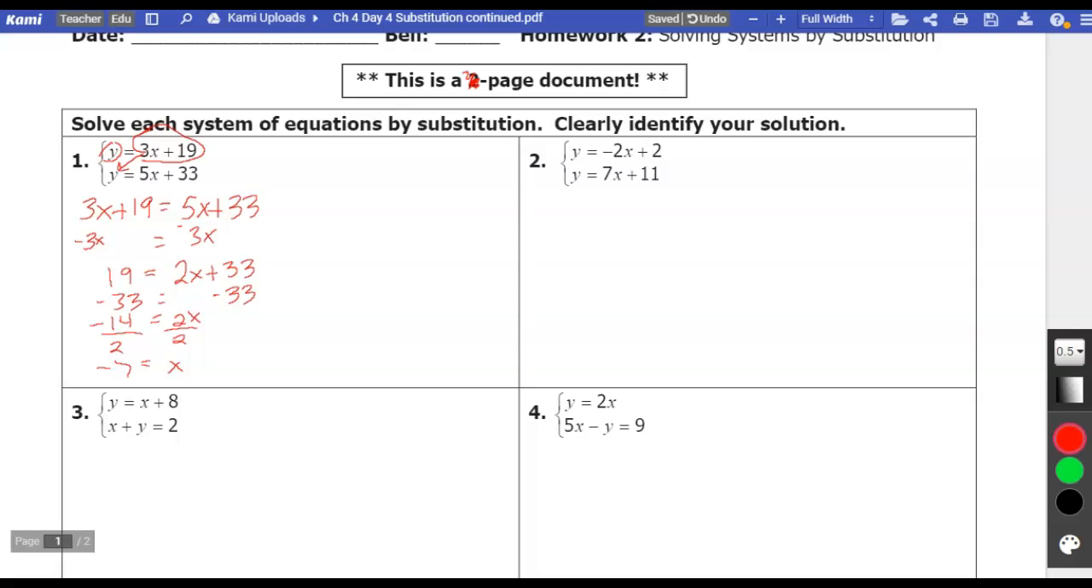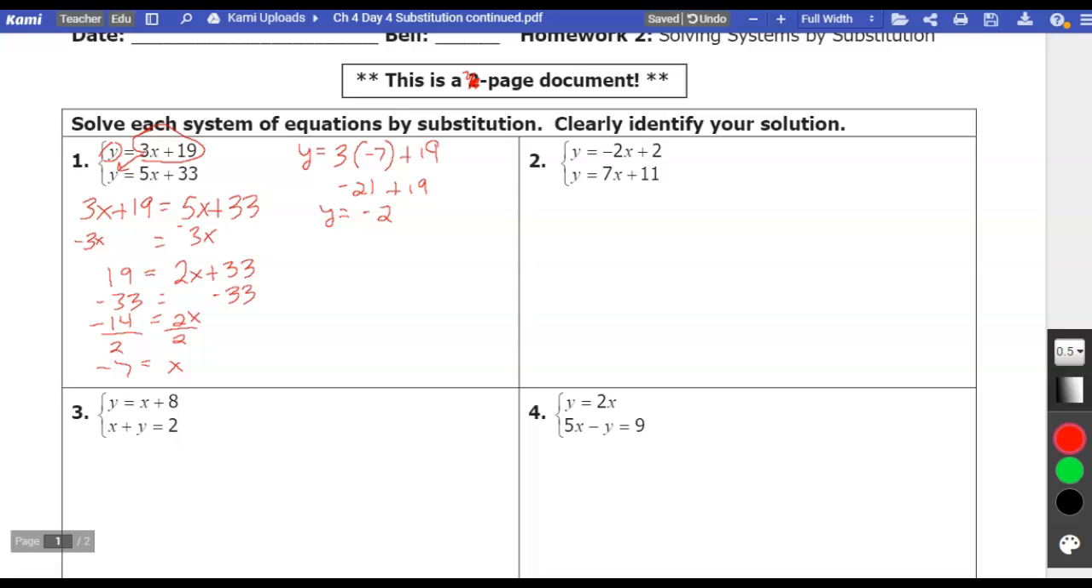And then I take this negative 7 and I can plug it back into either equation. So I'll just pick the top one. Y equals 3 times negative 7 plus 19. So that's negative 21 plus 19. So y equals negative 2.